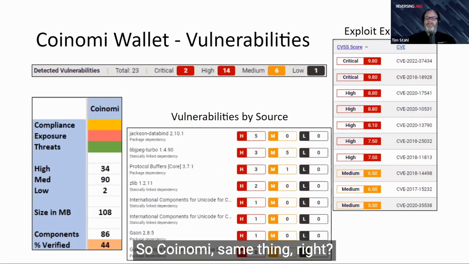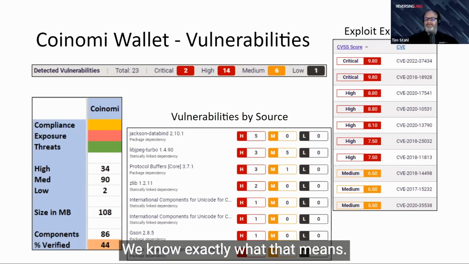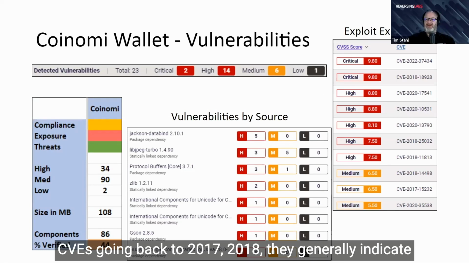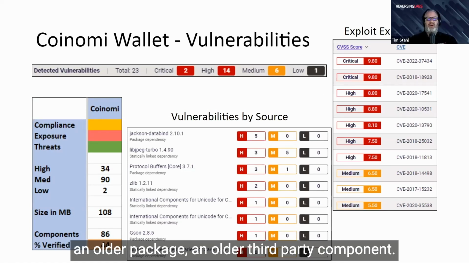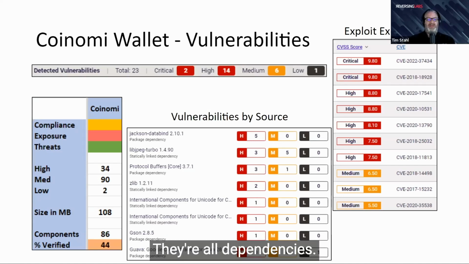So Koinami, same thing, right? We see a lot of vulnerabilities. Some of them are older. We know exactly what that means. CVEs going back to 2017, 2018, they generally indicate an older package, an older third-party component. And again, you see the source here in the center. They're all dependencies. We see zlib.